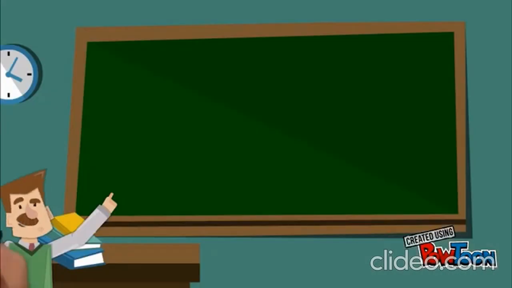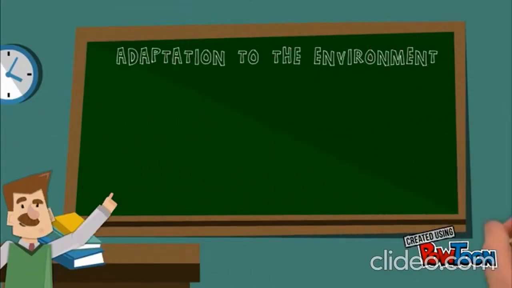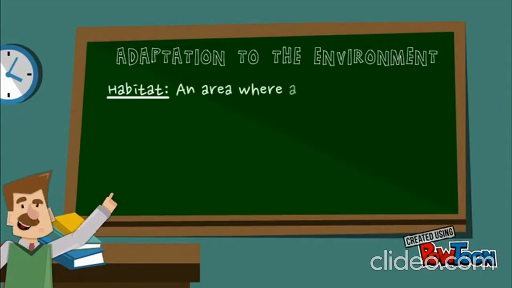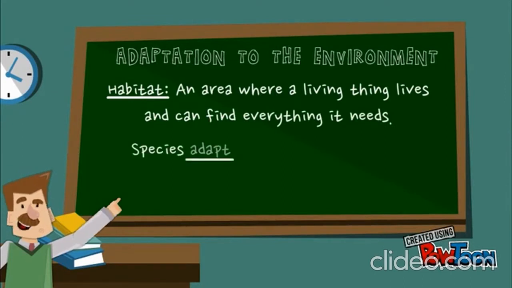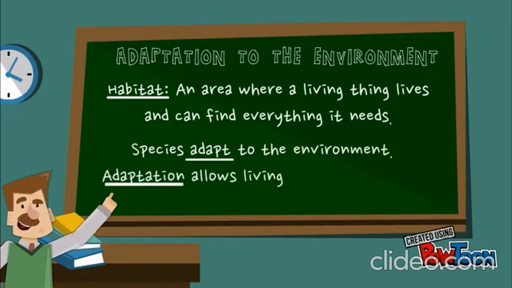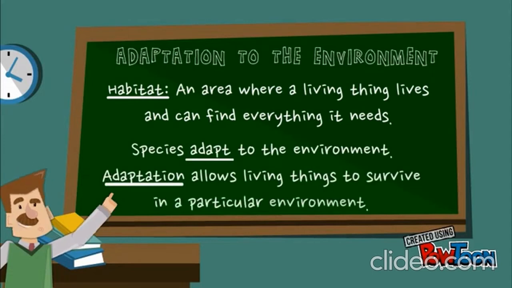Now it's time to talk about the adaptation to the environment. First, habitat is an area where a living thing lives and can find everything it needs. But species adapt to the environment. Adaptation allows living things to survive in a particular environment. And now I'm telling you a couple of examples.